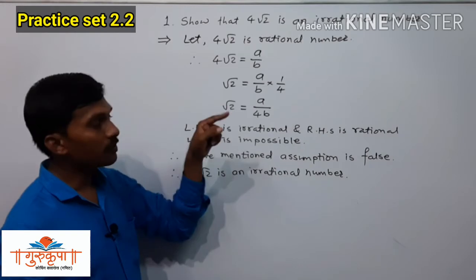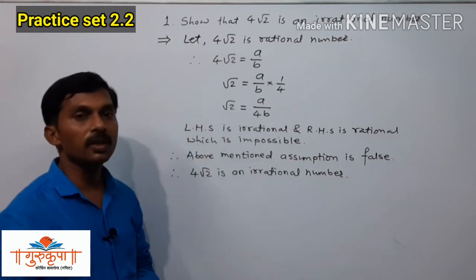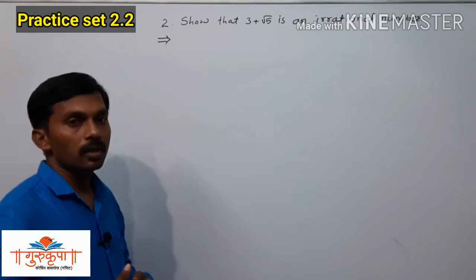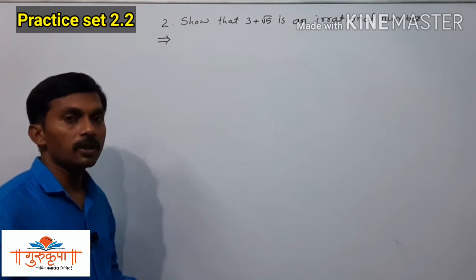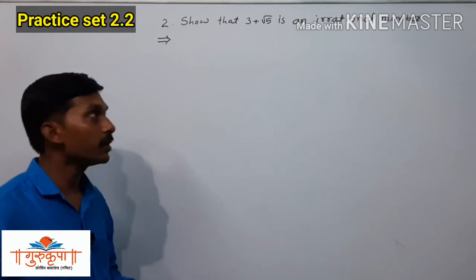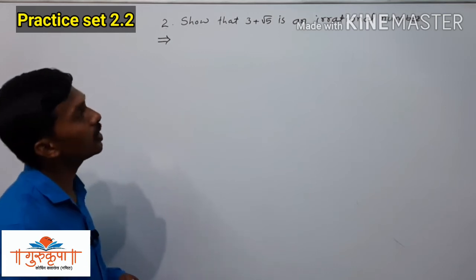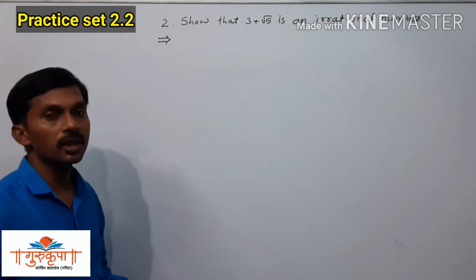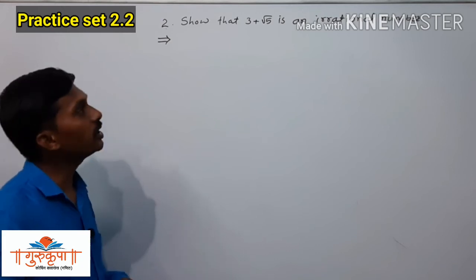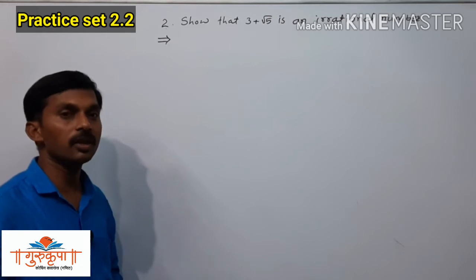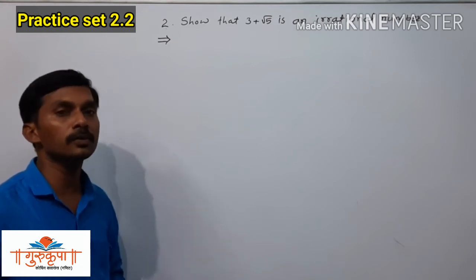Now we will take the next example, that is example number 2. Second example from practice set 2.2. The question is, show that 3 plus root 5 is an irrational number, and we can easily prove that 3 plus root 5 is irrational. But here again we have to use the indirect proof.